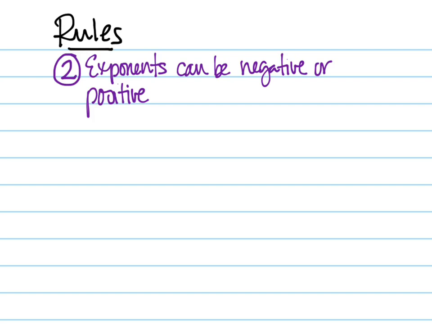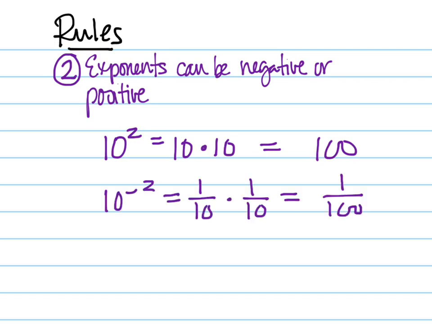The second rule, though I guess it's not so much a rule as a thing to point out, is that the exponents on your base can be negative or positive. 10 to the second equals 10 times 10, or 100, so we're taking 5.2 and making it a larger number by multiplying by 100. But 10 to the negative second is equal to 1 over 10 times 1 over 10, or 1 over 100. So we're going to be dividing that number by 100 and making it smaller.